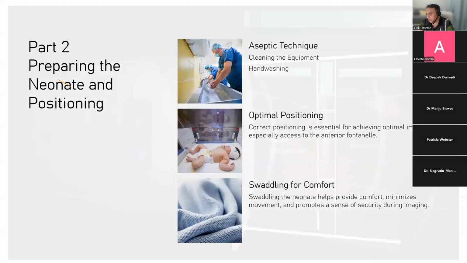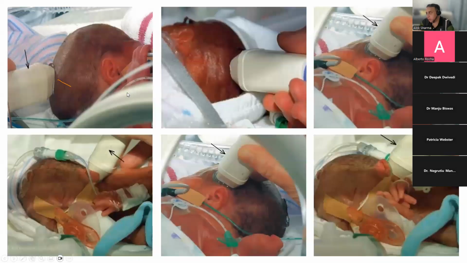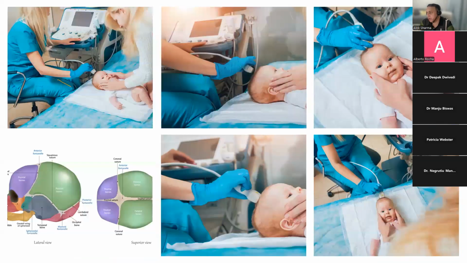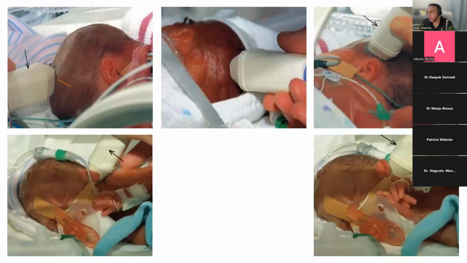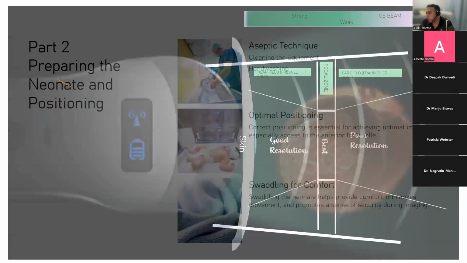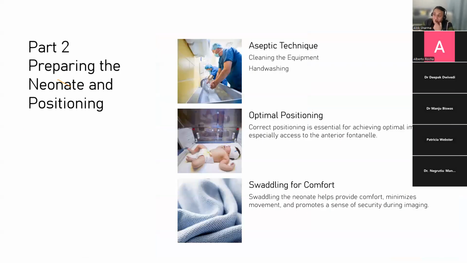We've talked about the machine, the probes, holding the probes, probe markers, how we should hold the probes, and how comfort is important. But what is very important now is preparing the neonate and positioning. Any questions up till now? Very quickly, any questions? Feel free.